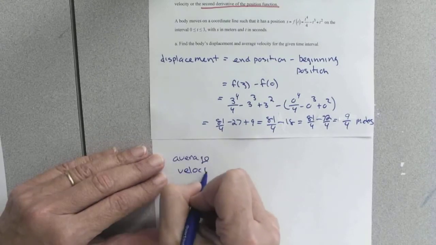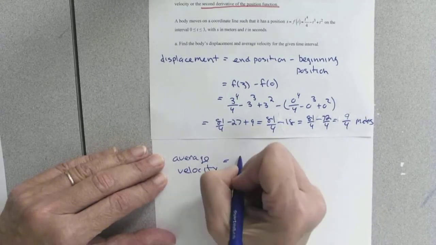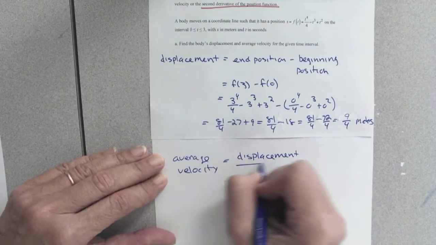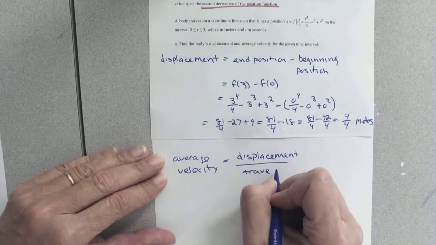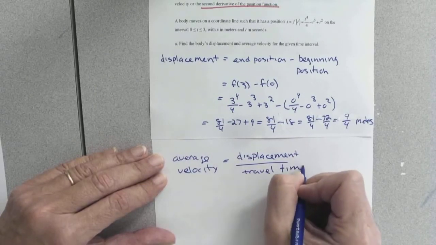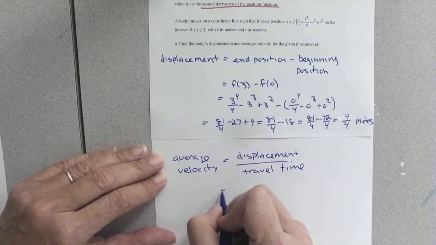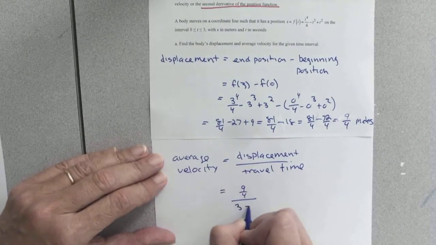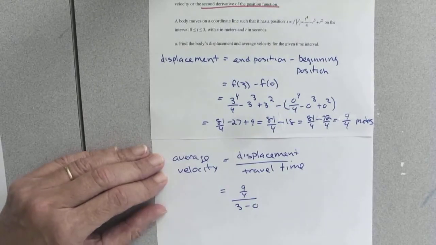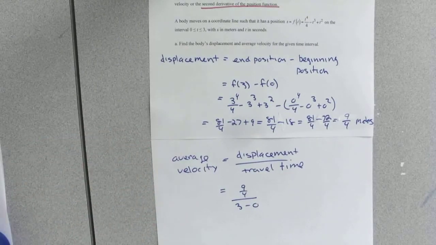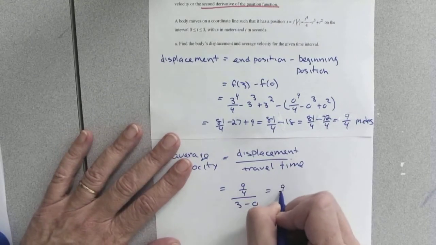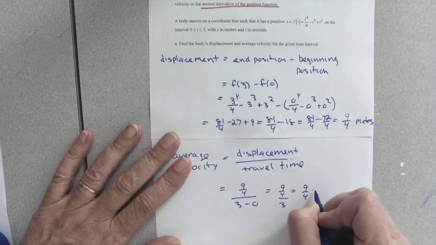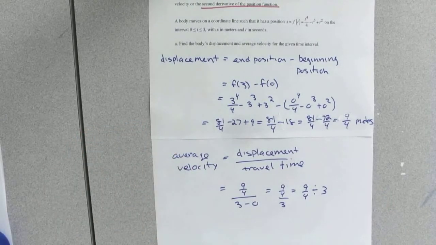So average velocity, and I like the words best, displacement over travel time. So we already know that displacement was 9 fourths. My travel time was time 0 seconds to 3 seconds, so 3 minus 0. So it's 9 fourths over 3, showing every step I can think to show.